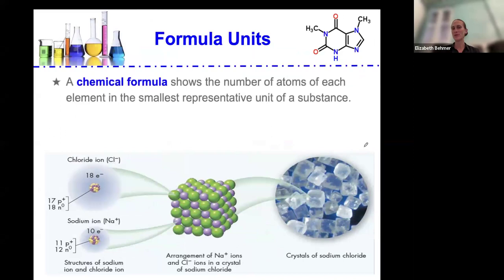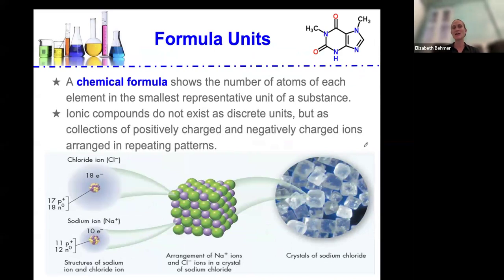Formula units. So a chemical formula shows the number of atoms of each element in the smallest representative unit of a substance. Ionic compounds do not exist as discrete units, but as collections of positively charged and negatively charged ions arranged in repeating patterns. So for example, we have structures of sodium ion and chloride ion, and then we can see how the arrangement of sodium ions and chlorine ions in a crystal of sodium chloride, then those are all stacked together in repeated patterns to form the crystals of sodium chloride, which are the salt crystals.